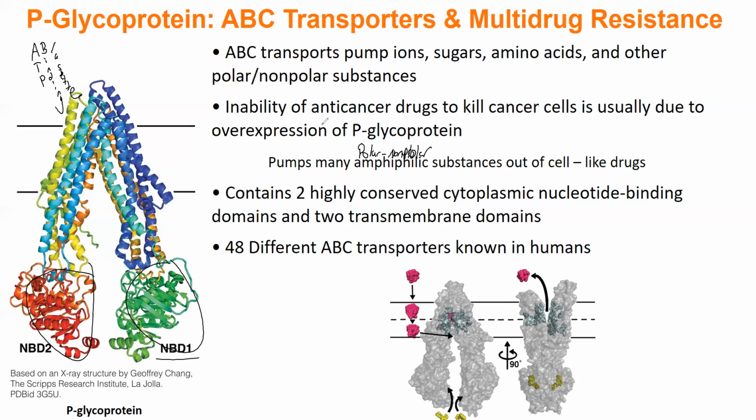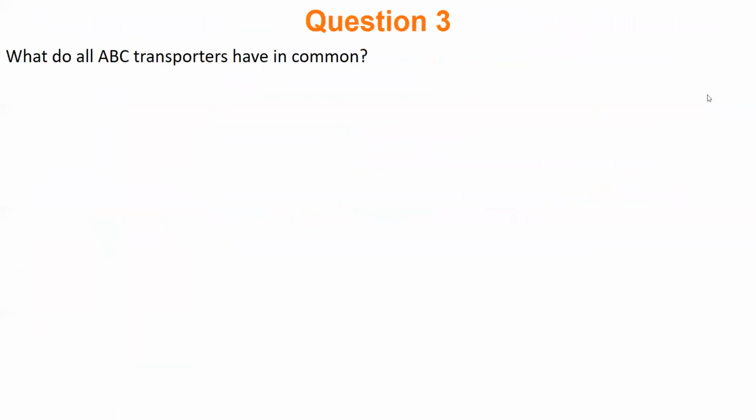And yeah, so main thing here, make sure you know what an ABC transporter is, make sure you know what they have in common, which is the next question. So what do they have in common? Nucleotide binding domains, they can bind ATP.